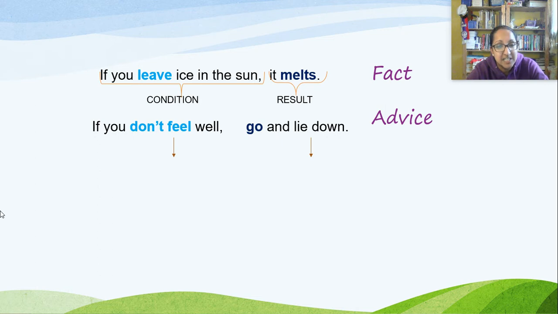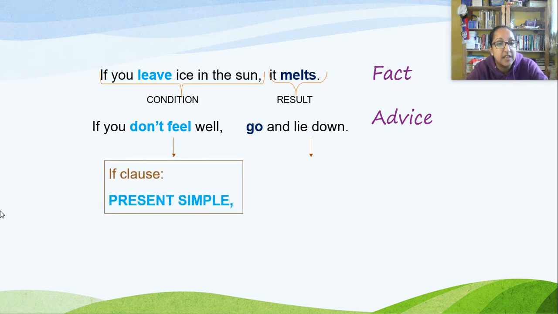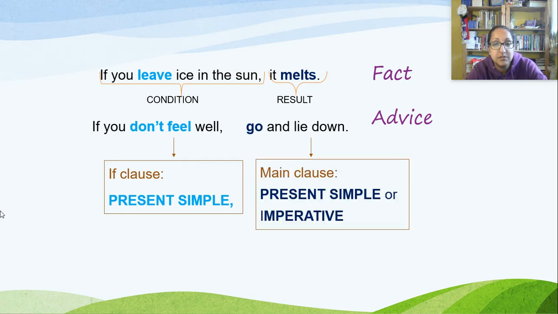So if we look at the condition clause, the if clause, we form that by using the present simple. And at the end of the clause, we need a comma. The result clause, or the main clause, is formed by using the present simple, or an imperative, a command. Now, notice the comma here. We use that at the end of the if clause, before the main clause.